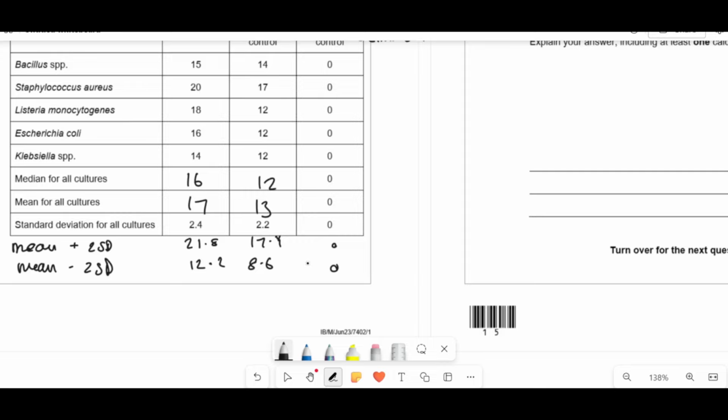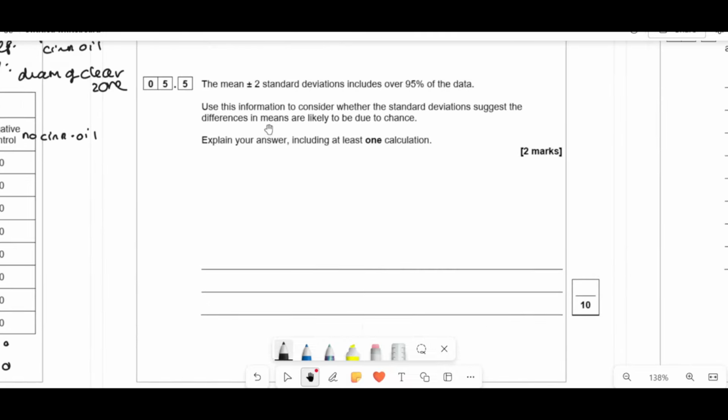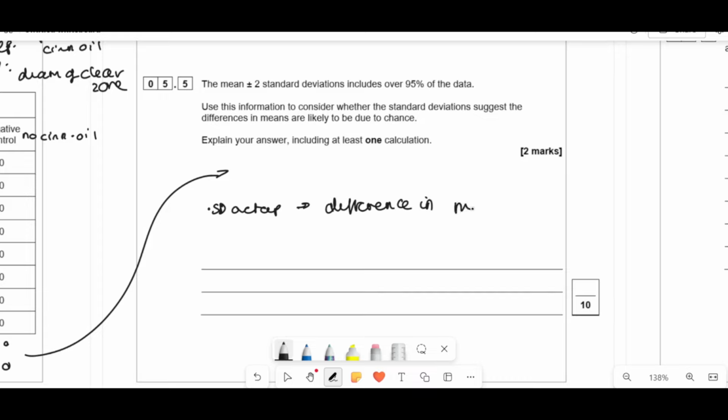but you can't just say results. Literally, like every mark scheme says, you cannot say results are due to chance. You have to say what it is here, right? Here, they're asking, is the difference due to chance, the difference in the means? Because they overlap, they are. So you'd write the calculations, and you would say that these SDs overlap. Therefore, the difference in mean clear zones is likely due to chance.